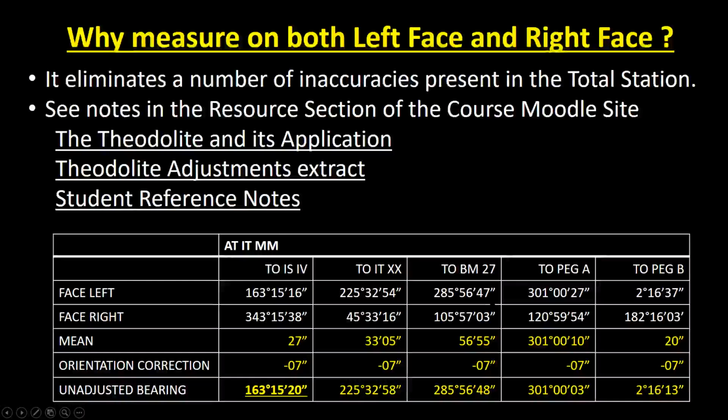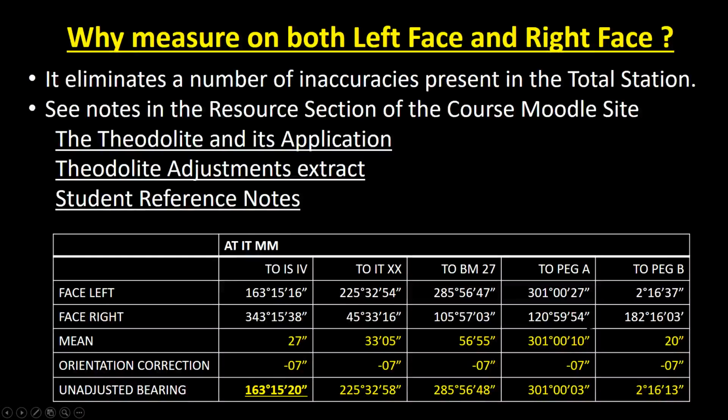This one here, 56.47, 13 seconds up to 57. Then 3 is 16. Half of 16 is 8. 47 plus 8 is 55. So we get 56.55. 285, 56.55 minus 07. 285, 56.48. Okay, 00.27 and 301, 00.27.